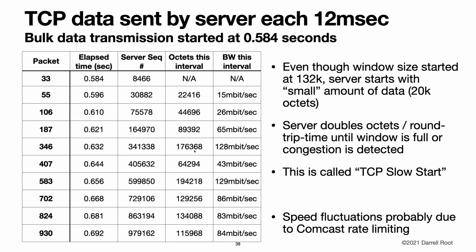However, then it stopped, and the octets in the next interval dropped dramatically. And then it increased dramatically. And then it dropped dramatically and stabilized at a rate of about 86, 83, 84 megabits per second. The other thing to note is the octets in the first interval, 22,000 octets in that round trip time, was substantially less than the window size in that interval. So even though the window size was larger, TCP was not transmitting at the full capability of the window size.